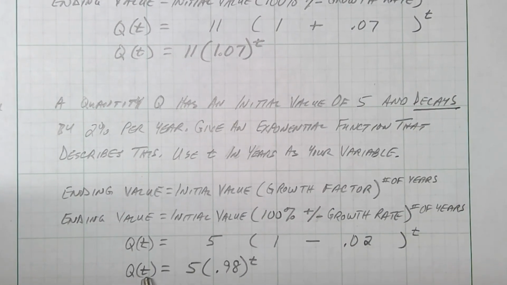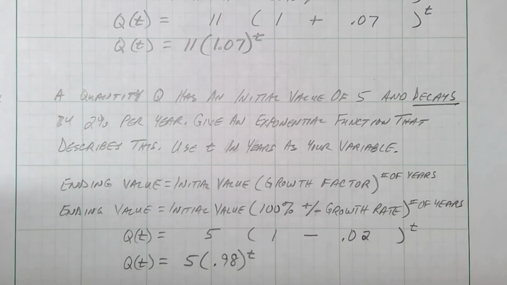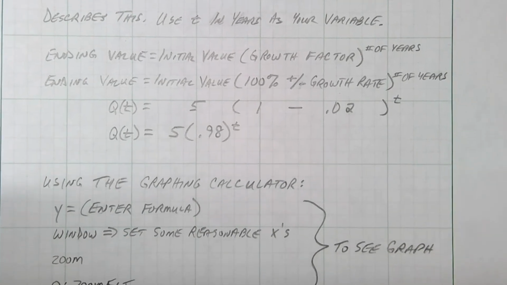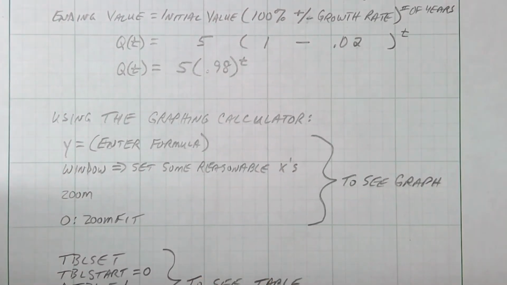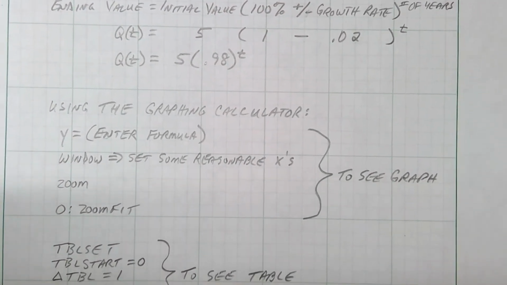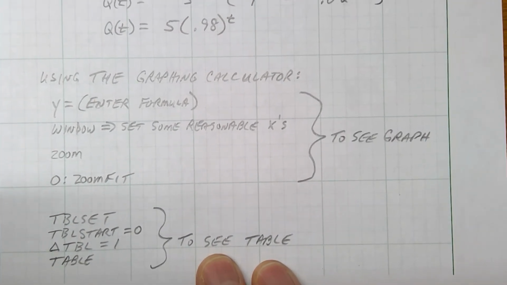So the quantity you have after a certain amount of years is what you started with times 98% raised to the t. It's going to become smaller and smaller and smaller. Every time you multiply 5 times 0.98, it's going to get a little bit smaller, a little bit smaller, a little bit smaller. All right, using the graphing calculator is handy. All right, let me show you how to put this into your graphing calculator.